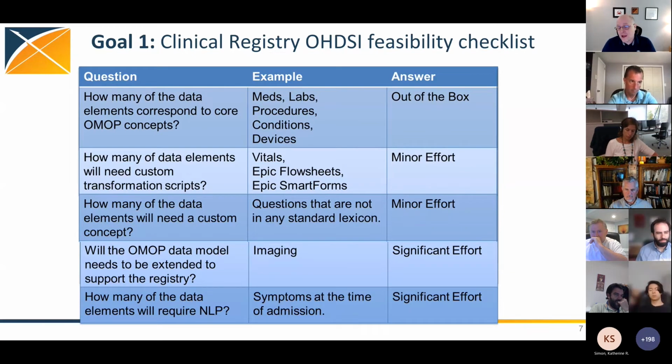And I do feel I have met very few registries that actually go into needing an extension, or even some of them needing NLP. I think the first three, we found a lot of registries can be captured in that. And that's really what we're going to talk about today.